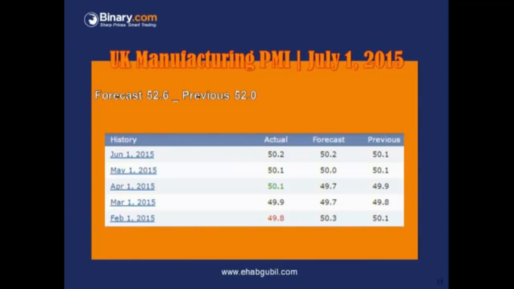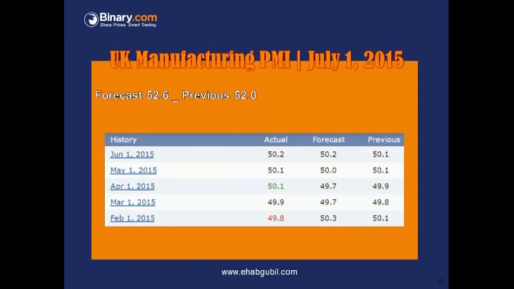UK manufacturing PMI forecast is 52.6 and previous was 52. Our trade plan will be as we will look for a tradable deviation. The deviation is the difference between the forecast figure and the actual release figure. So we will look for the deviation of 2.